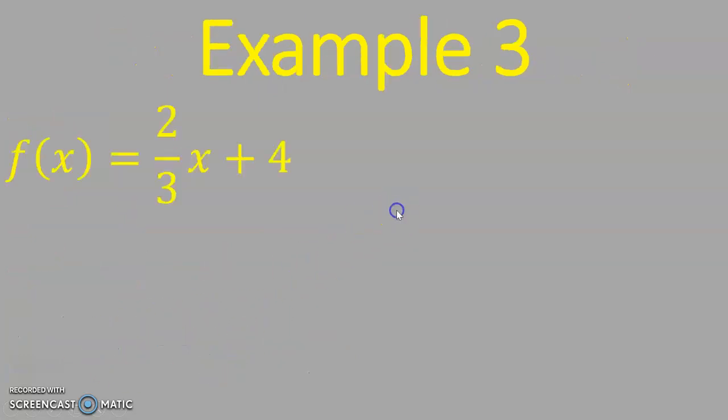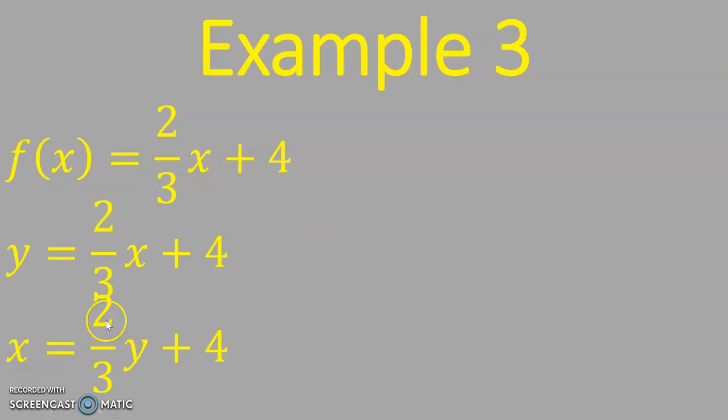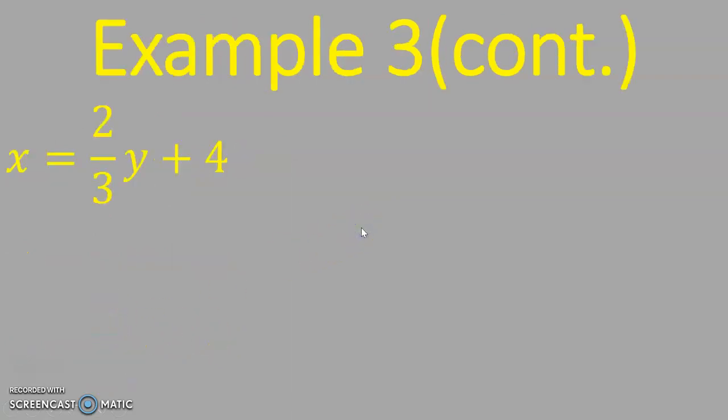The third example, again, we'll keep it linear for this video. Change f of x to y, switch x and y. So we have to get rid of the 4 and the 2/3. So next slide. Again, this is where we left off. Let's get rid of that 4, so we subtract 4 from both sides.